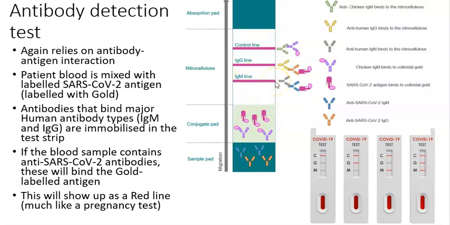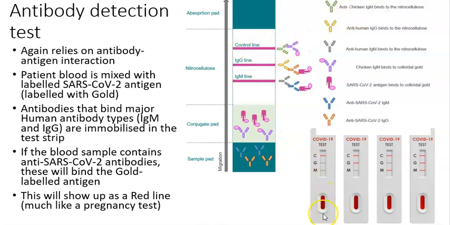The end result is, if you have antibodies to SARS-CoV-2 which are IgM, you'll get a line here. If you've got antibodies which are IgG that recognise SARS-CoV-2, you get a line here. And if you have no antibodies to anything, you'll always get a line here, because there is a labelled chicken IgM, labelled with colloidal gold, and that will be picked up by this anti-chicken IgM, which is here.